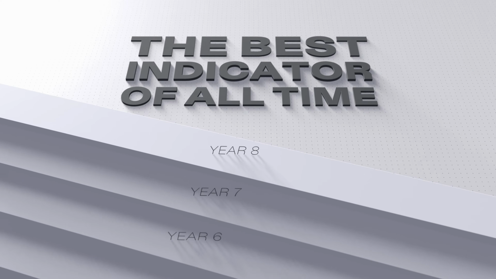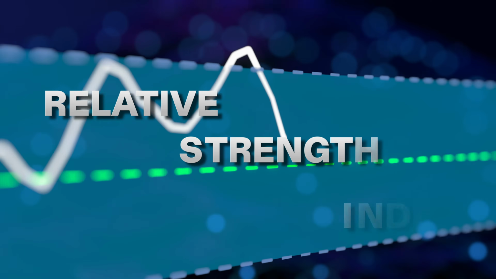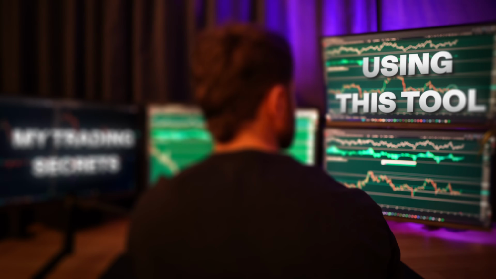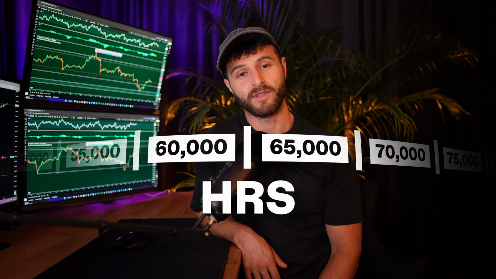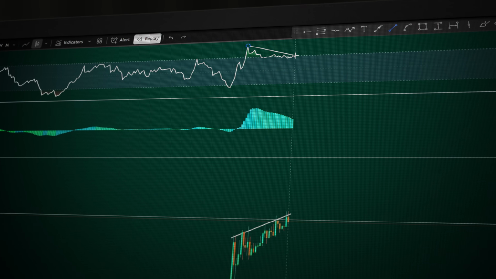This is the masterclass for what, over the last 8 years of trading, I've found to be the best trading indicator of all time. A tool that's won me hundreds of trades, the Relative Strength Index, otherwise known as the RSI. Today, I'm going to reveal all of my trading secrets using this tool that I've documented over tens of thousands of hours. And by the end of this video, you'll have the ultimate edge in the markets. Believe me, you've stumbled onto a gem here.